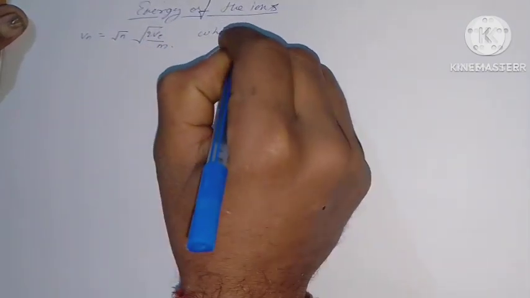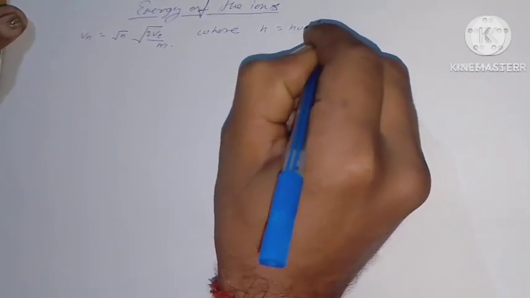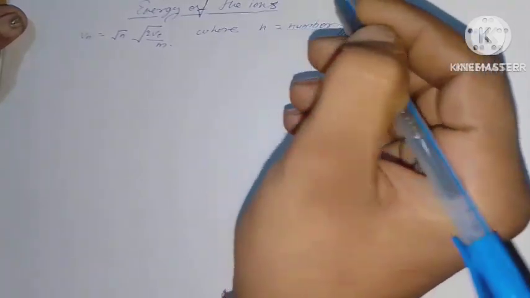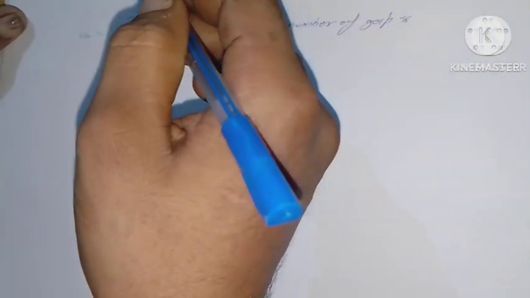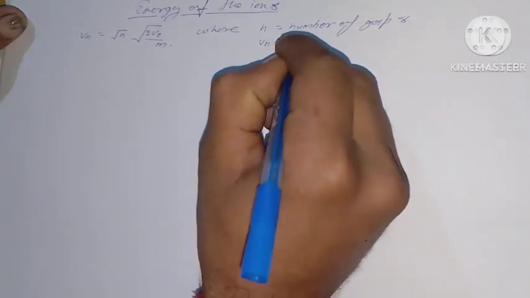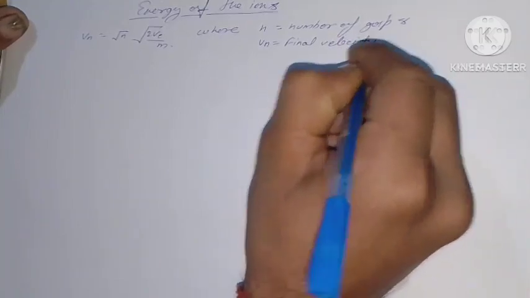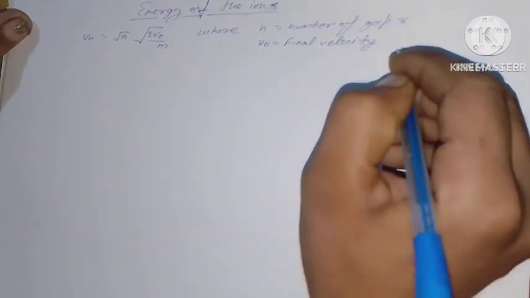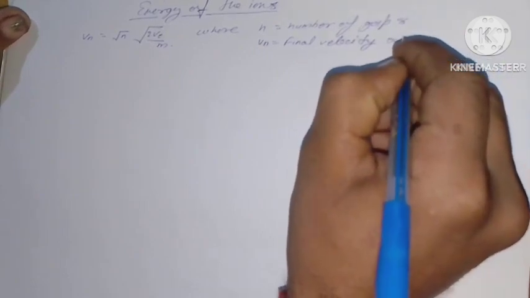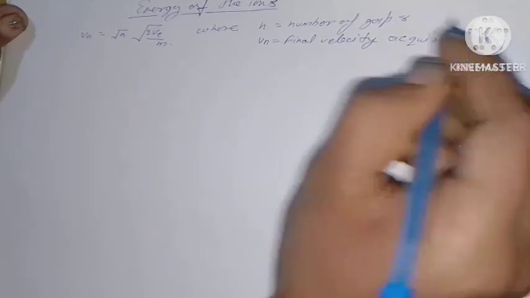Where n is the number of gaps that ions travel in the accelerator, and Vn is the final velocity acquired by it. Okay?